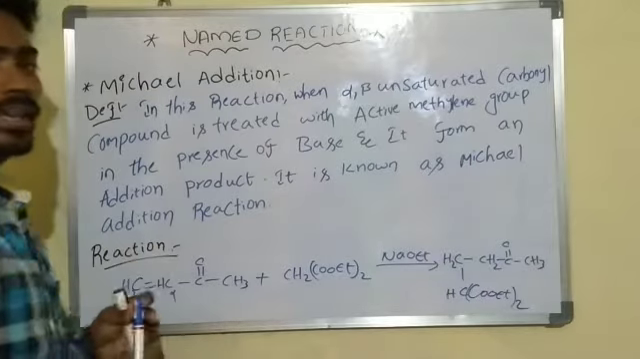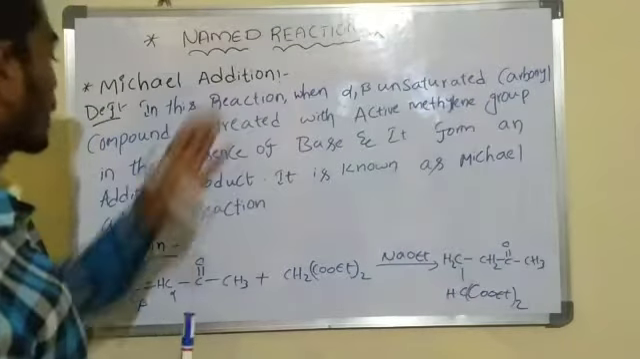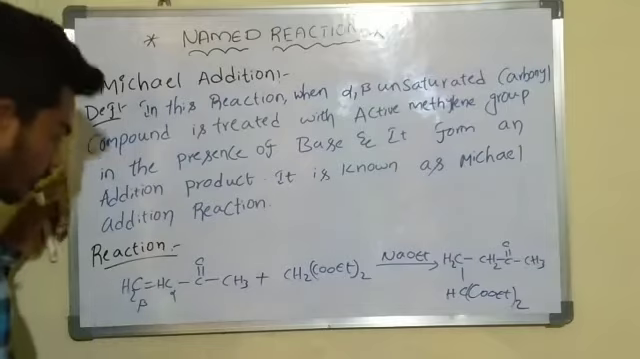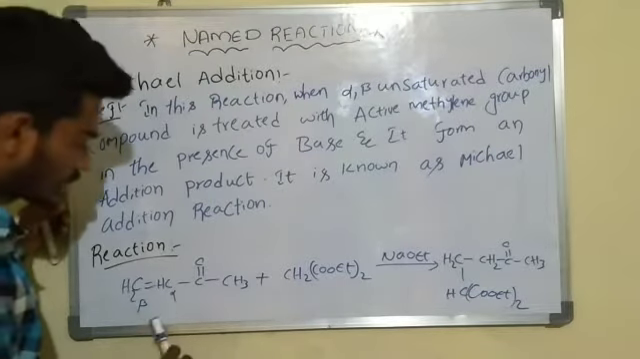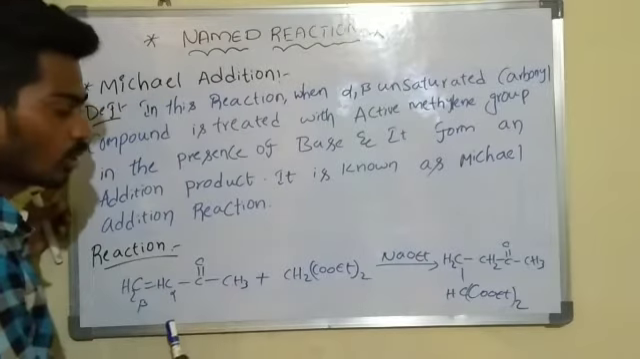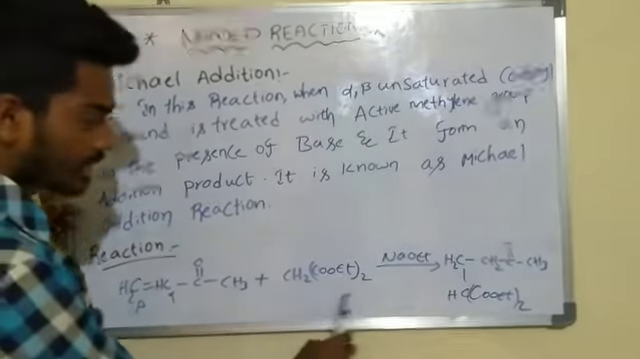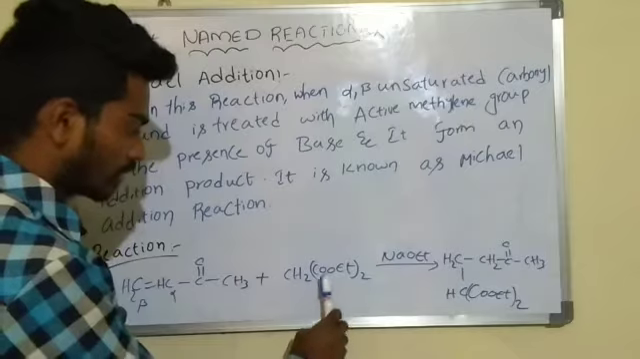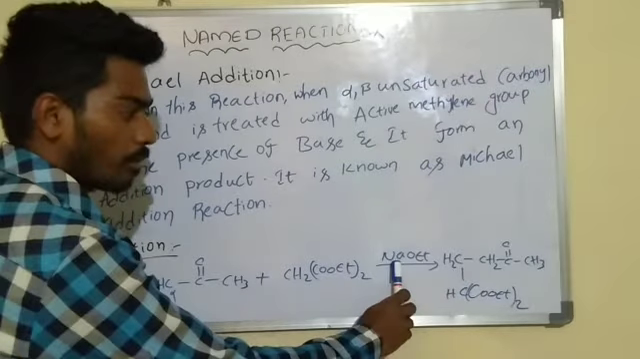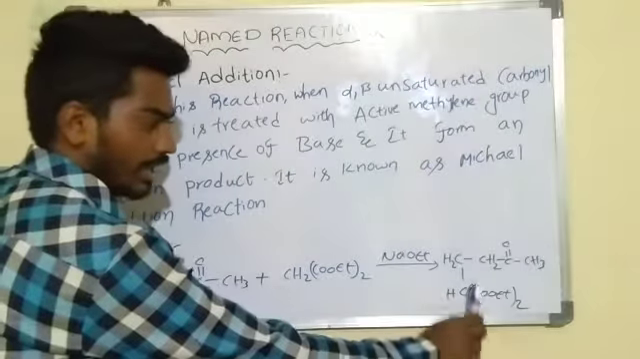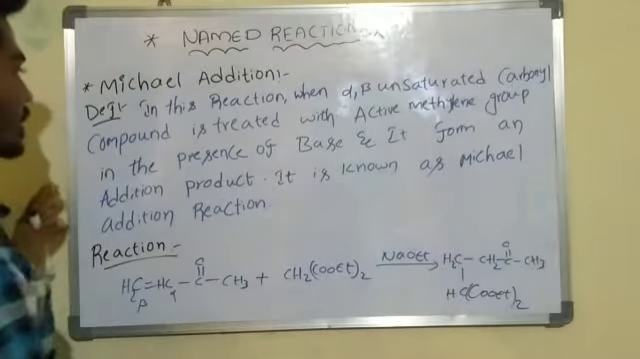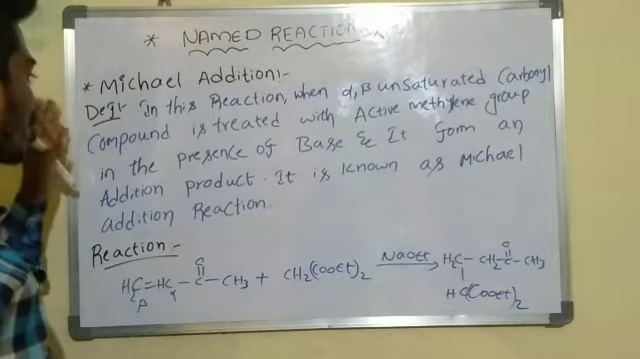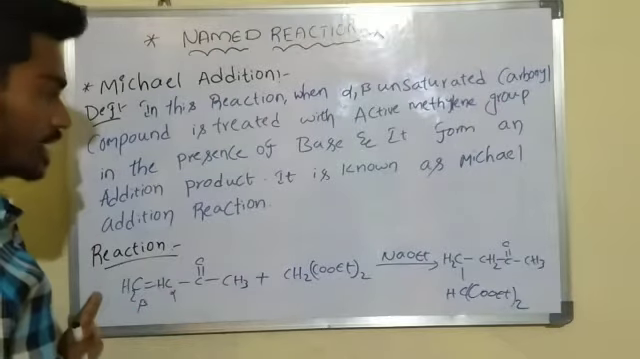Now we can see the reaction of this Michael addition reaction. This is the alpha beta unsaturated carbonyl compound, that is an alpha beta unsaturated ketone, which is treated with malonic ester, this is the active methylene group. In the presence of base, an addition product is formed. This is known as the Michael addition reaction. This is the definition of Michael addition reaction and its reaction.